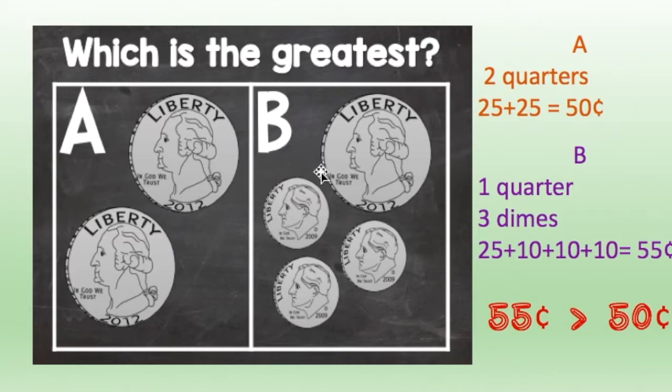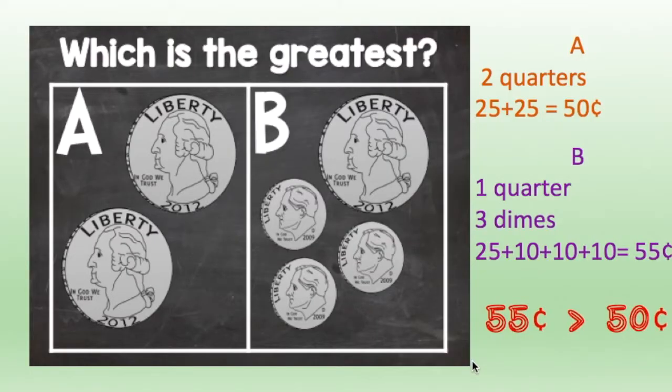So here we're going to, again, ask which is the greatest. A has 2 quarters, so 25 plus 25. B has 1 quarter and 3 dimes, so 25 cents for the quarter, plus 10 cents, plus 10 cents, plus another 10 cents is 55 cents. We all know, as second graders, that 55 cents is greater than 50 cents. So 55 cents, B, is more than 50 cents, A.